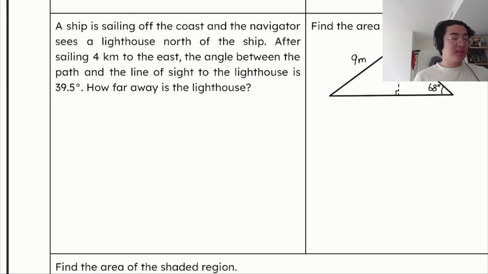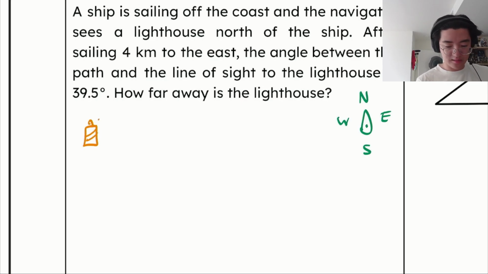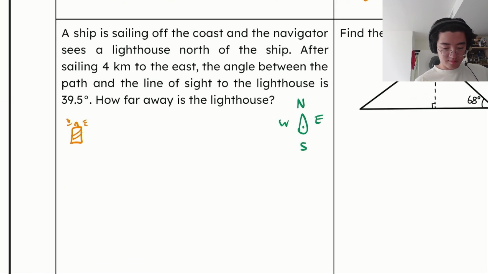Okay. A ship is sailing off the coast. At a certain point, the navigator sees a lighthouse north of the ship. So just a quick little compass here. North is up, south is down, west is left, east is right. So we have a lighthouse here. At one point, there's a lighthouse north of the ship like that.